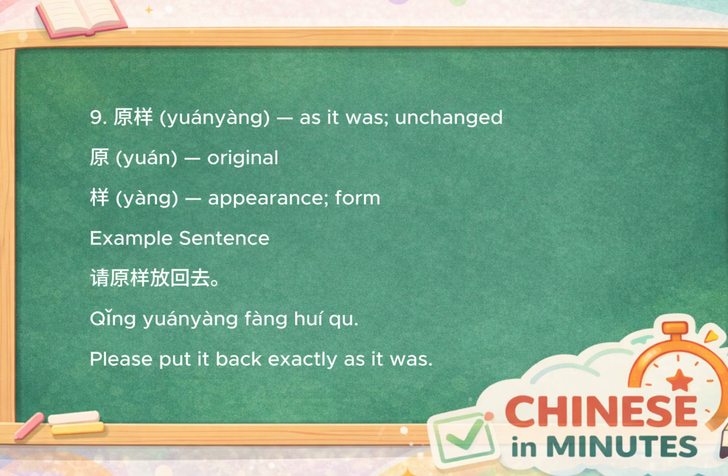Our ninth word is 原样, meaning exactly as it was or unchanged. 原 means original, while 样 means appearance or form. Literally, it's original appearance. Native speakers use this expression whenever they want something to remain exactly the same.